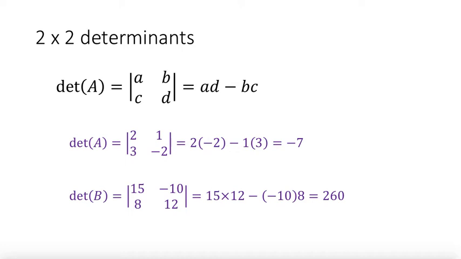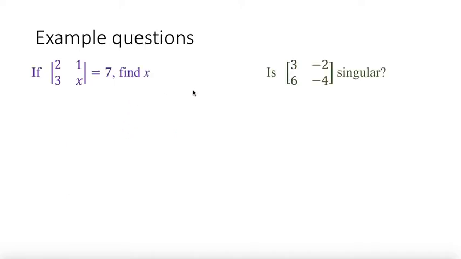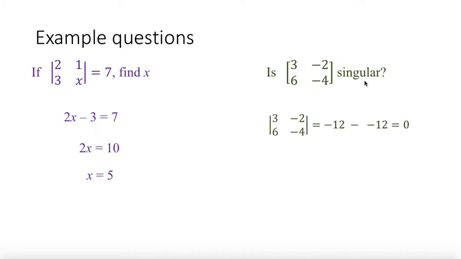So for 2 by 2 determinants, that's all you need to know. Remember, AD minus BC. They might give you some more tricky questions like, if the determinant of this matrix is 7, find x. All you do is use the formula, 2 times x minus 1 times 3 equals 7, and solve it nice and easily. X equals 5. If they ask you if it's singular, remember, singular means determinant equals 0. So find the determinant. 3 times negative 4 minus negative 2 times 6 equals 0. Yes, it's singular.